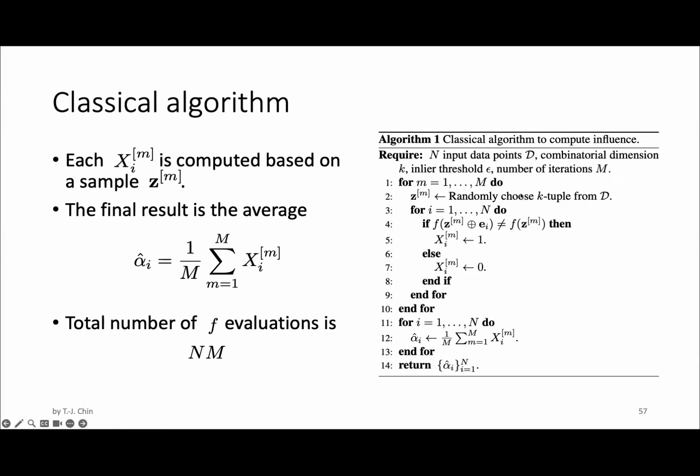And then you average the results over m of these trials. Every time you pick a k-tuple from the data set, it's exactly like RANSAC. So every subset that you sample, you go through every point, add that point in or remove that point from Z, and see if that changes the f. You collect that statistics, and then you average that over the number of samples, the k-tuples that you've chosen. All right, the total number of f evaluations is m samples of k-tuples times n data points.